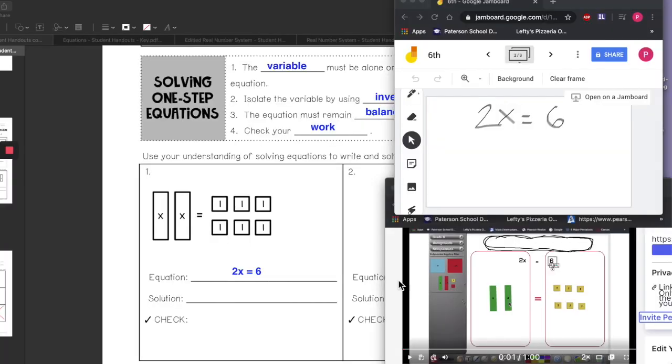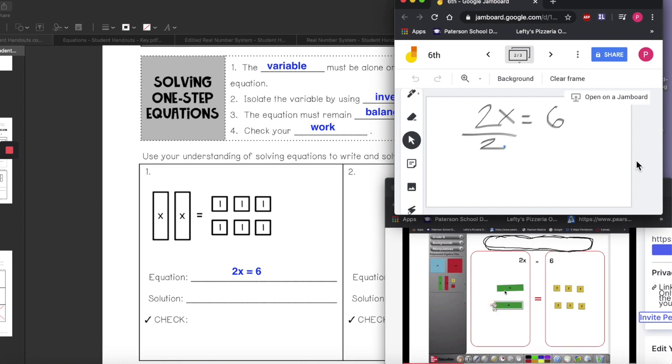Alright, so let's take a look at number 1, for example. My expression has 2 x's in it, so I have 2x, and it equals 6. So how do we solve this equation? Well, if multiplication is being done here, I have to do its opposite, and I'm going to use algebra tiles while I'm doing it. So I'm going to divide each side by 2.